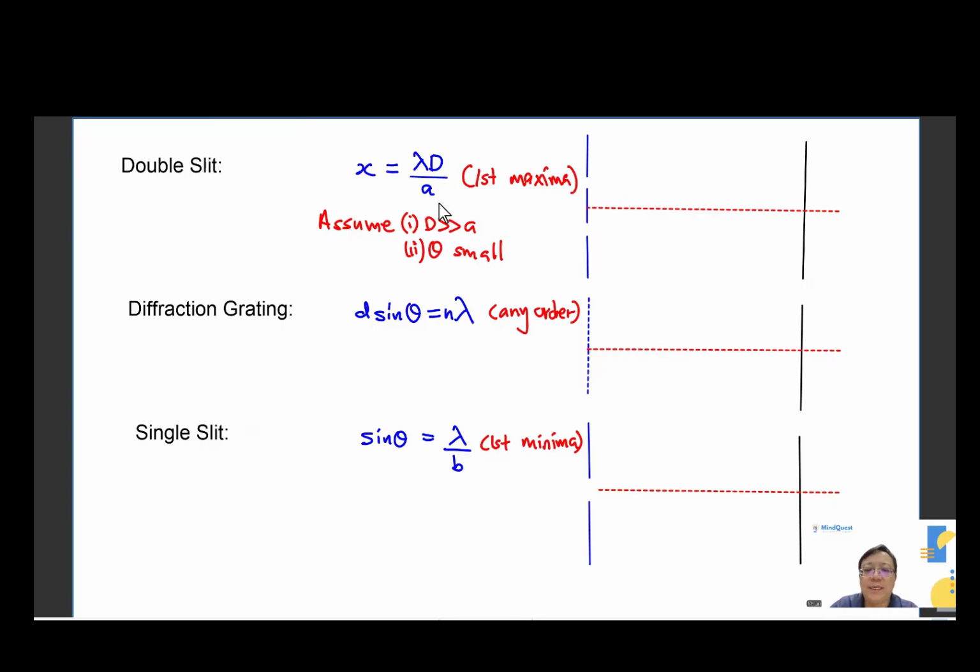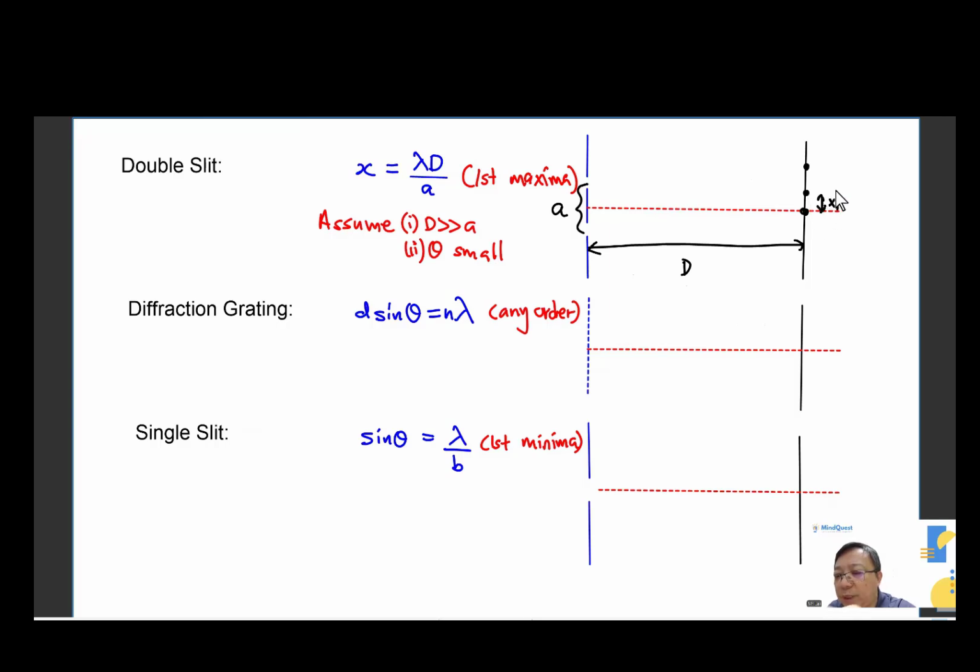Now, D must be much bigger than a. What is D? D is the separation between the screen and the slit. This is the distance D I'm talking about. And this is a, which is called the slit separation. This is the 0th order maxima, first order maxima, second order maxima, but we don't care about the second order. We only do up to first order.